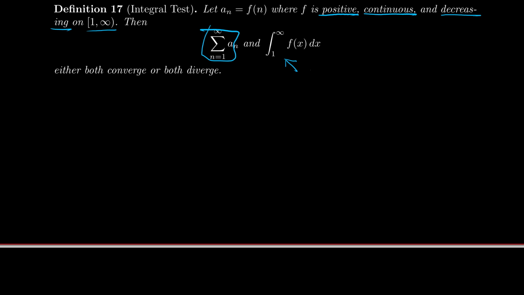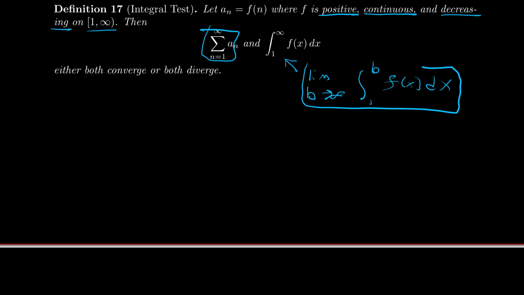But what this actually means is the limit as b, usually the thing up top, goes to infinity of the integral from 1 to b of f of x dx. Just in case you've never seen this before. And if this evaluates to a number, then the integral converges. If you can't get it to do that, then it diverges.